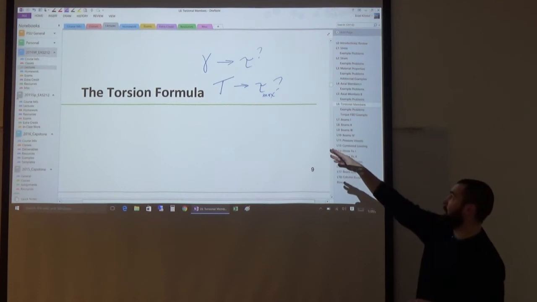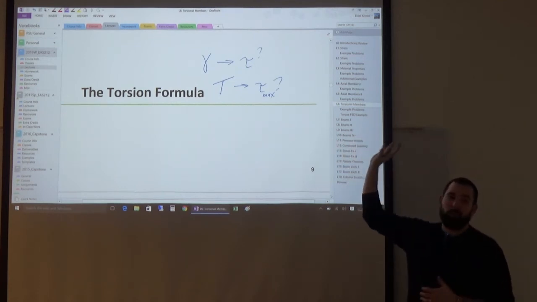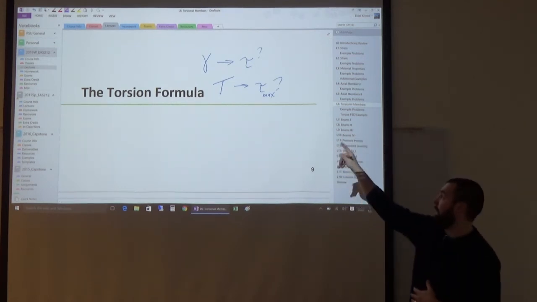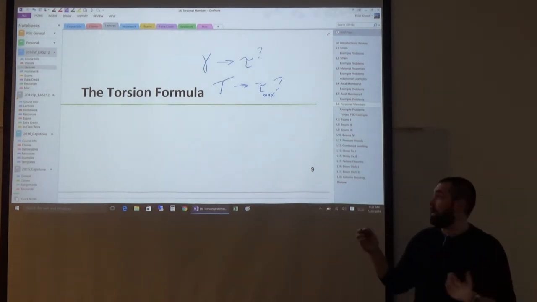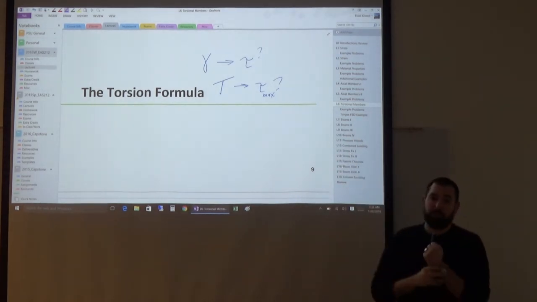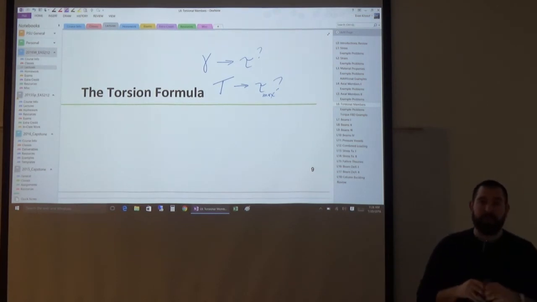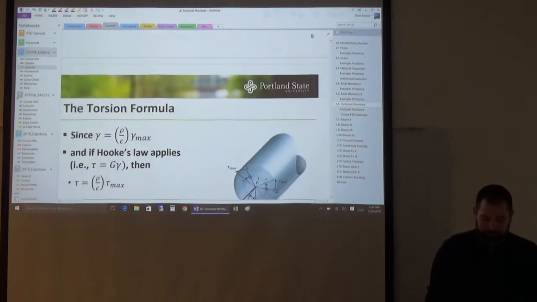So first thing, the relationship between shear strain and shear stress. We already talked about that. That's Hooke's law. And now we need to figure out, if I know what the internal torque is just based off of statics, what is the internal shear stress going to be at any given point on the cross section.